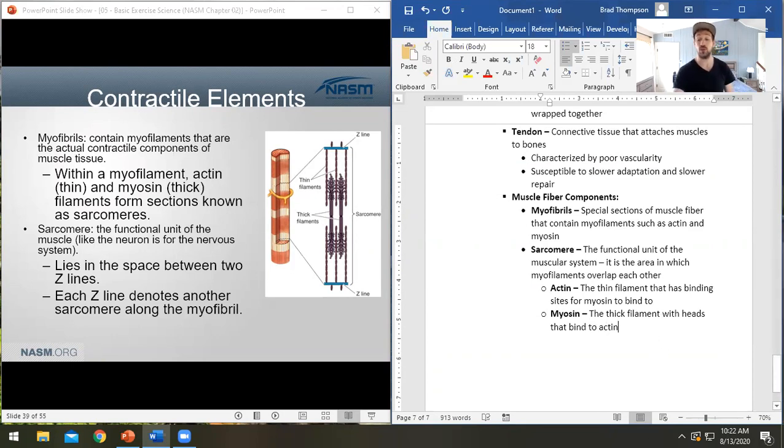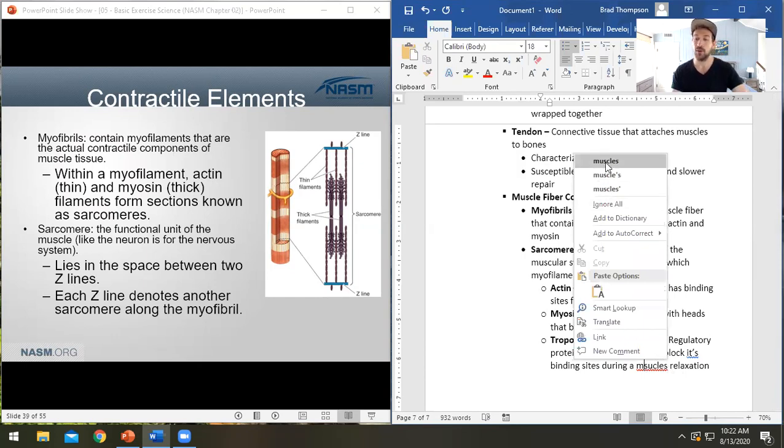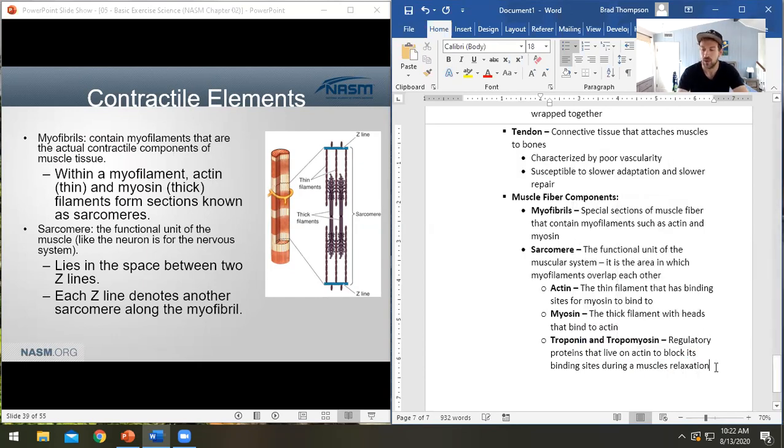So then I should say we also have the regulatory proteins. Troponin and tropomyosin are regulatory proteins that live on actin to block its binding sites during a muscle's relaxation. Okay, so troponin and tropomyosin are there to block things when we want to make sure that your muscle is relaxed. But myosin wants to bind to actin all of the time. So you can see that actually here, right?